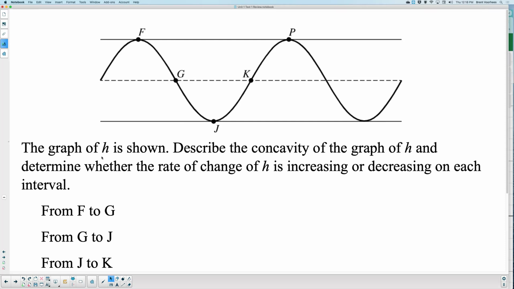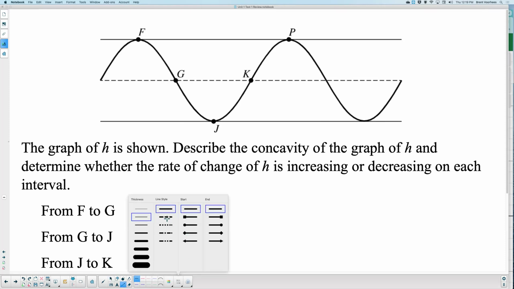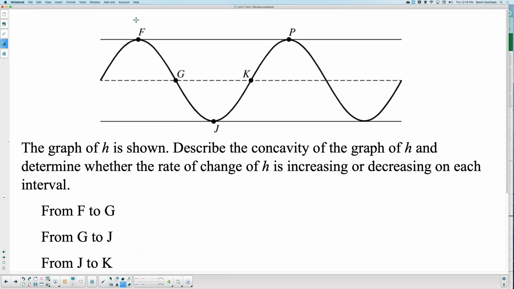It says the graph of H is shown. Describe the concavity of the graph of H and determine whether the rate of change of H is increasing or decreasing on each interval. So what I'm going to do here to help us out is I'm going to draw some lines, and I hope you do the same on your packet. So between F and G, like that, this is the interval.